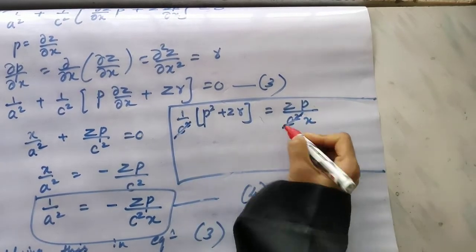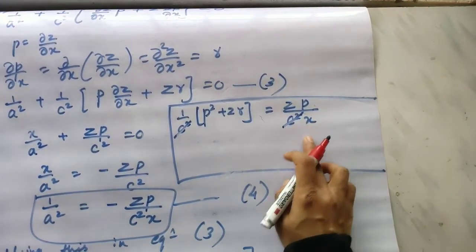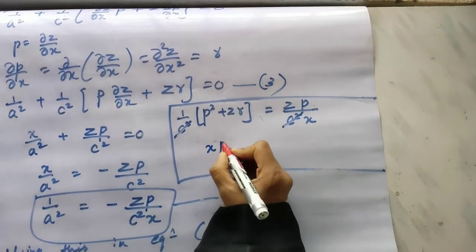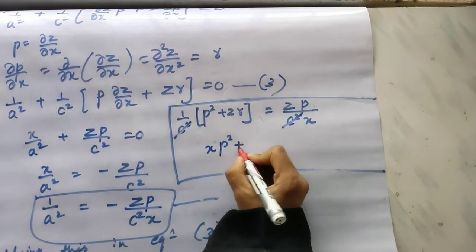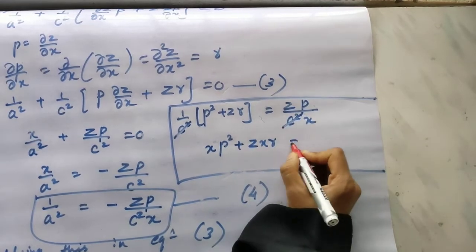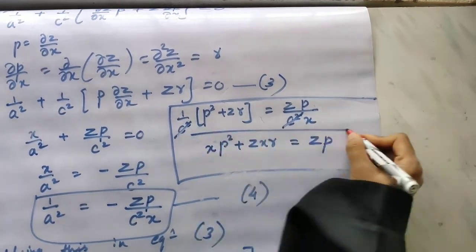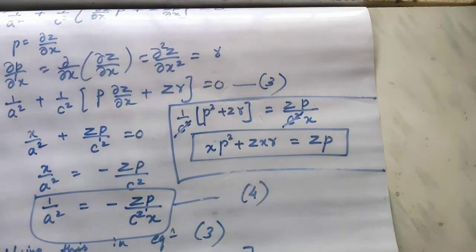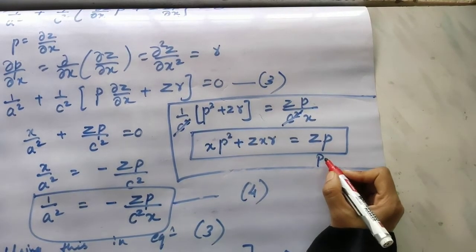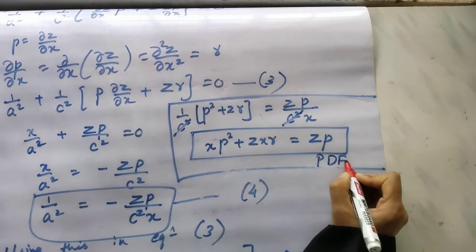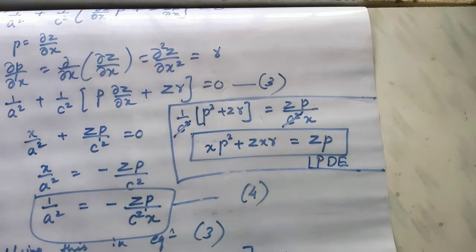C square gets cancelled. Get x to the left hand side. x into p square plus zxr is equal to z into p. This is the required PDE where there are no arbitrary constants a, b, c. Required PDE. Okay, hence the complete solution.